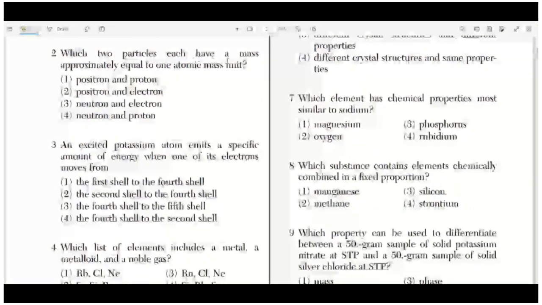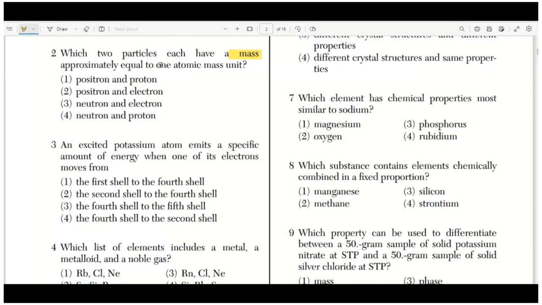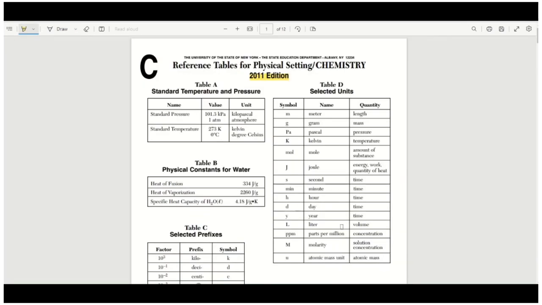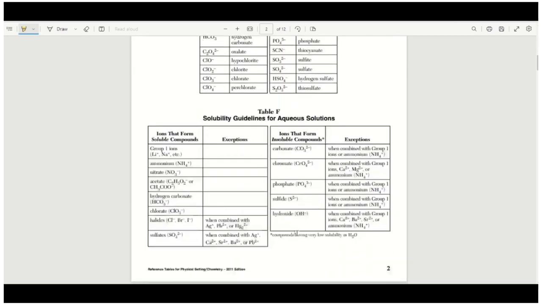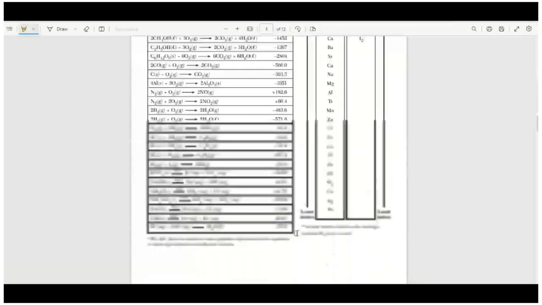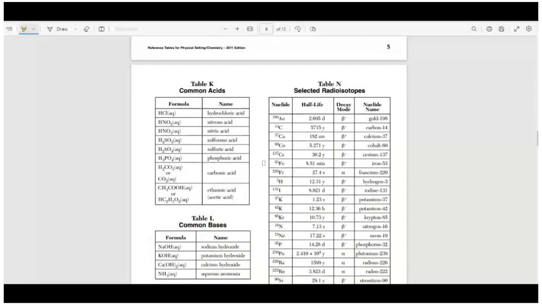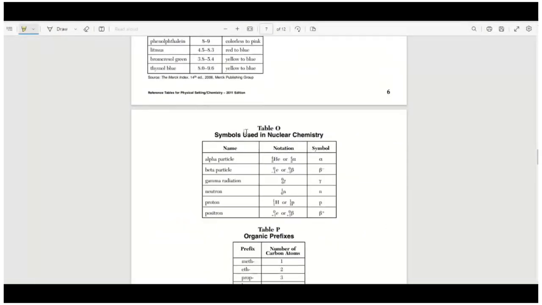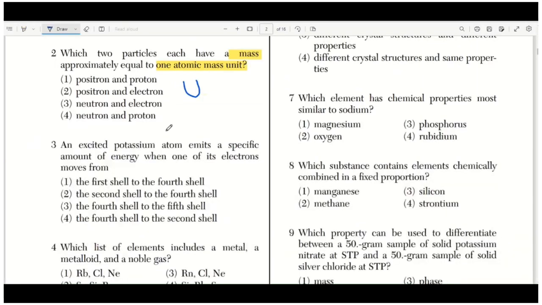Which two particles each have a mass approximately equal to 1 atomic mass unit? Remember, atomic mass unit has the symbol u. What if you didn't remember that? Okay, reference table. Right here, we have u, atomic mass unit. I'm looking for another table, which is right here, Table O, and I need a mass approximately 1.